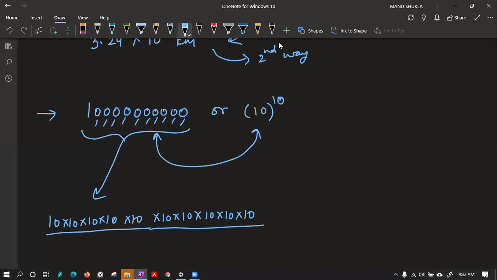What you have done, you have just counted it: 1, 2, 3, 4, 5, 6, 7, 8, 9, 10. So 10 is coming 10 times. So you wrote the answer as 10 power 10.